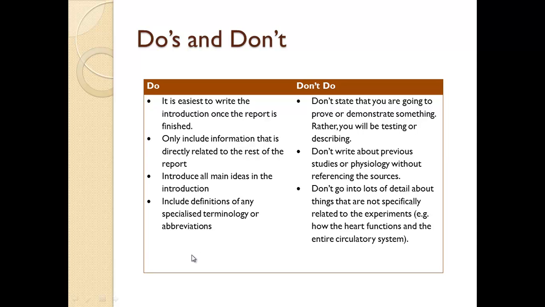Only include information that is directly related to the rest of the report. So, for example, in your experiments, you don't need to provide in-depth information about how the anatomy of the heart is and how the whole cardiovascular system works. You should introduce all main ideas in the introduction. You can go into more depth in your discussion, but make sure that all of the main points that you're going to discuss in the report are at least introduced here.